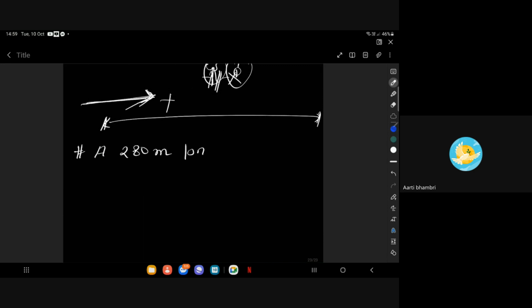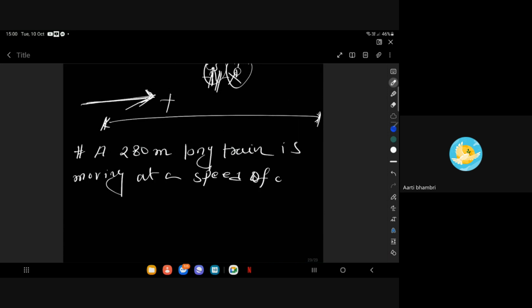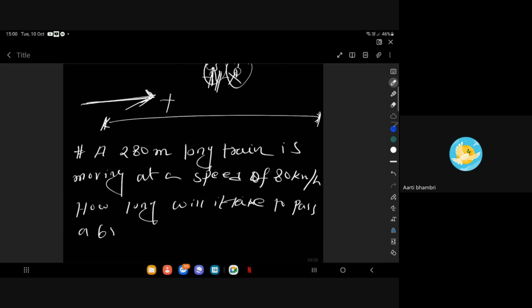A 280-meter long train is moving at a speed of 80 kilometer per hour. How long or how much time will it take to pass or cross a bridge of 120 meter long?